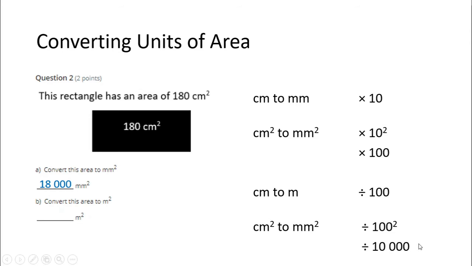An easy way to do that is to count the zeros in the number: 1, 2, 3, 4. And I need to move all of these place values down 4 place values. So that means moving my decimal 1, 2, 3, and 4 places, leaving an imaginary 0 there. So I need to put 0.018 meters squared as my answer.